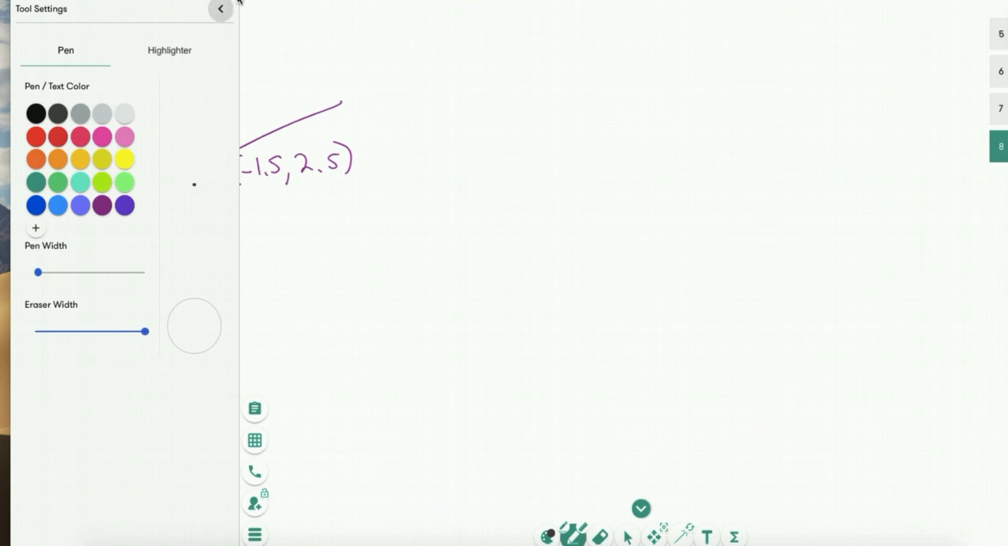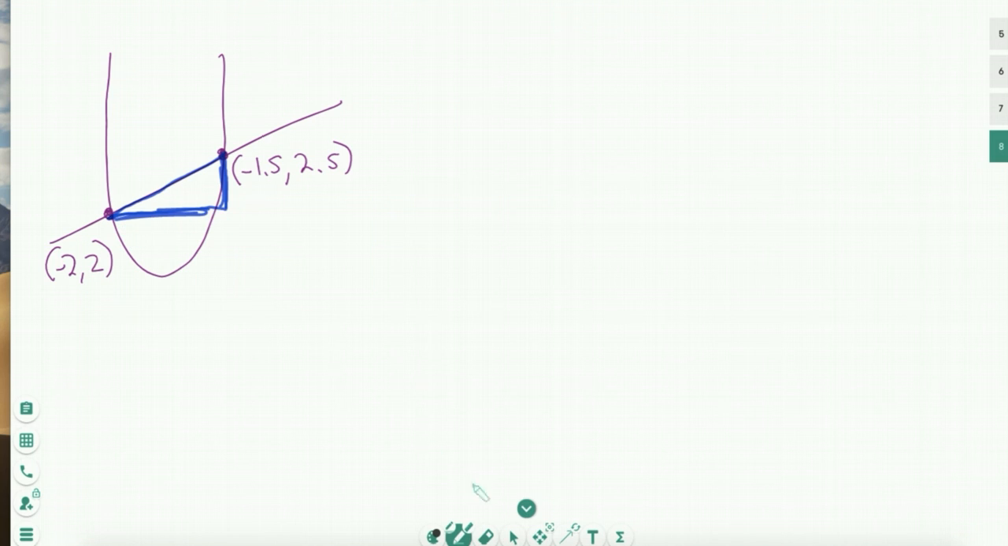Now, if you ever want to find the horizontal distance, you look at the difference in the x coordinates. How do you get from negative 2 to negative 1.5? What's the difference between those two numbers? Well, that's pretty easy. The difference is 0.5. And to find the height, you look at the difference in the y coordinates. What's the difference in the y coordinates from 2 to 2.5? It's also 0.5.